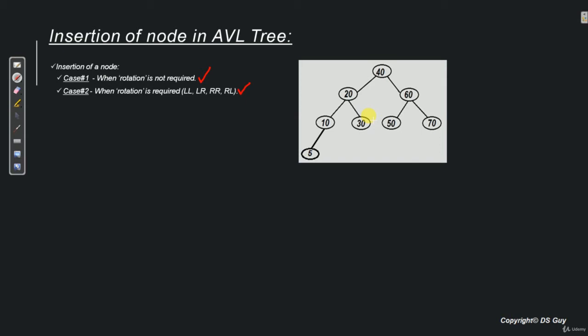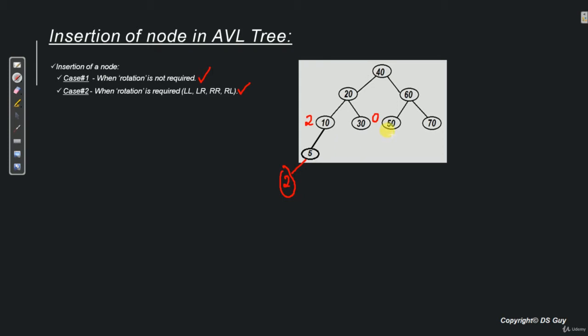So let's say we are inserting a new node over here, number 2. Then we see that for this node 20, the left subtree's height is 2 and the right subtree's height is 0. So 2 minus 0 is 2. So it is more than 1. So rotation is required in this case.